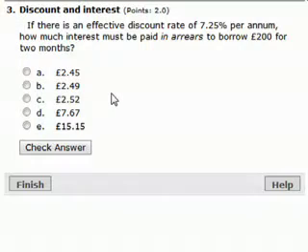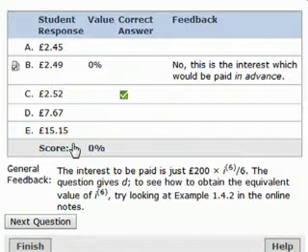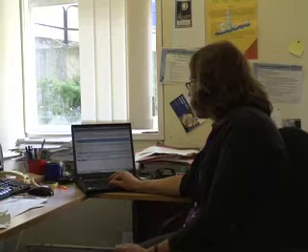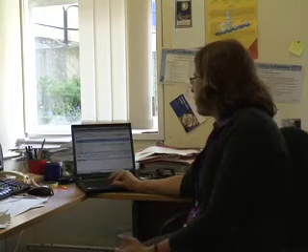So for example, if you choose here £2.49, then you're immediately told, no, that's wrong because that's the interest that you would pay in advance, whereas the question very clearly says we want the interest paid in arrears. So hopefully the student then sees, yes, there's this difference between advance and arrears. They make sure they understand that difference, and they start to look in this kind of question for these kind of details, these kind of clues. Okay, we're paying in arrears here.